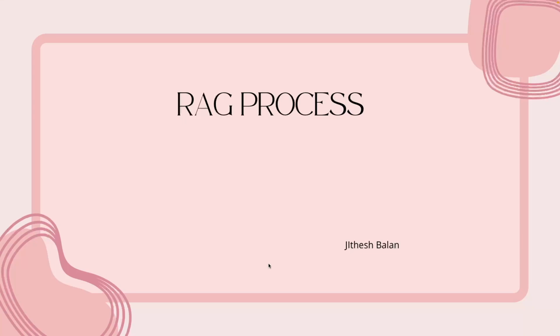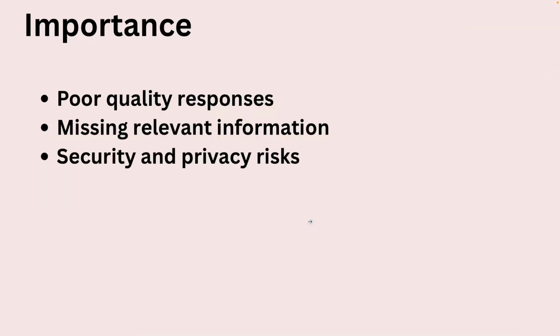First we need to understand why it is important. There are three main areas that we are covering with RAG data preparation. The first one is poor quality response. If the data is inaccurate, incomplete, or biased, the RAG system will produce misleading or incorrect responses because it can only work with the information that we provided. If the data that we provided is wrong, obviously it cannot generate the proper result.